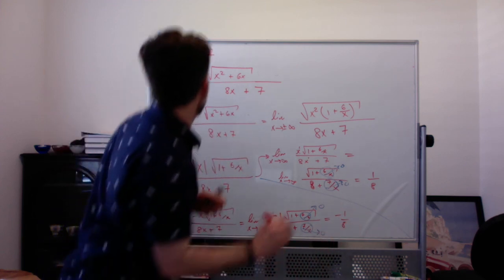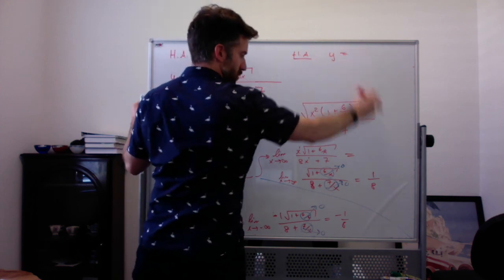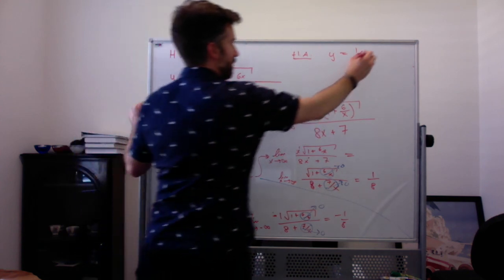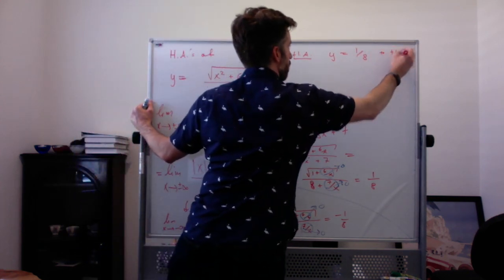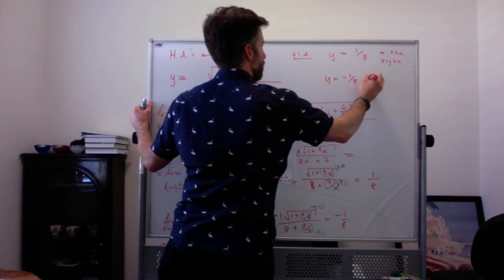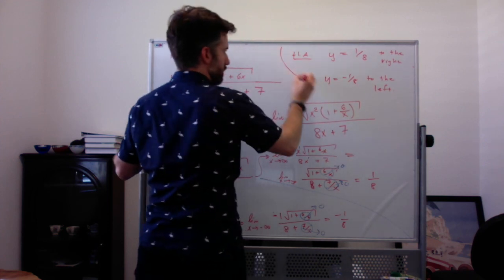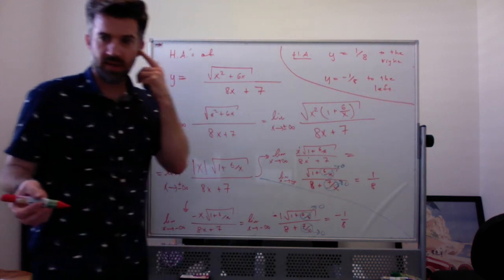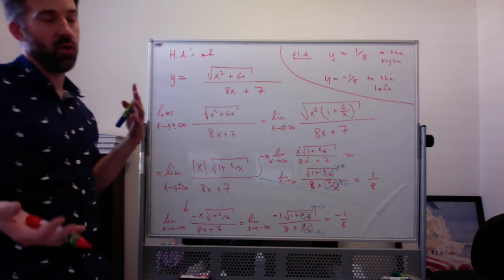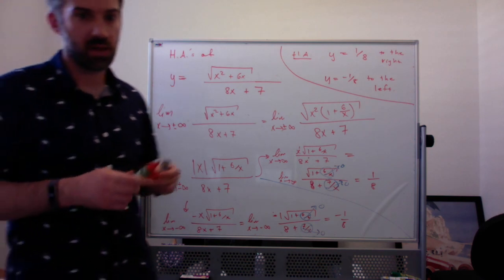So the horizontal asymptotes would be y equal to positive 1/8 to the right when we go to infinity, and y equal to negative 1/8 to the left. No, they don't always end up being the opposites of each other. I was going to do a different example where you get something like 4/8 and 1/8, but sometimes they are just negatives of each other. So hopefully that helps clarify what's going on there.